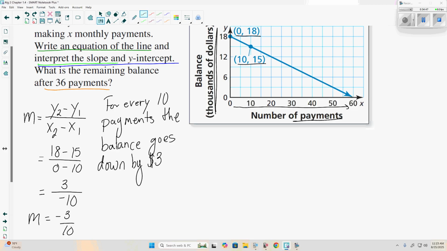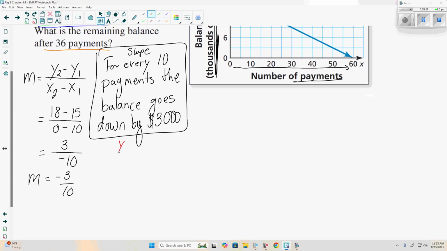Because what was our balance in? For every 10 payments, the balance goes down 3,000. We use 3 because, again, we denoted the y value in thousands. It makes it easier to view. It makes it a little bit smaller so we can actually see the graph better. So this is our interpreting the slope.